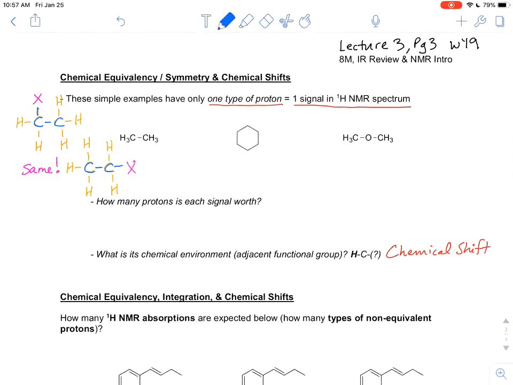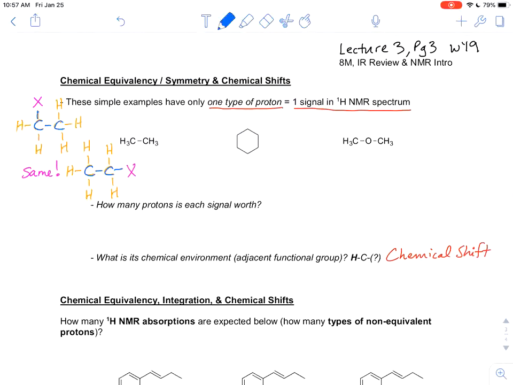If you're not sure if any two hydrogens are the same or different, you replace one hydrogen at a time with, in this case, an X, just something else. And you could do that very same thing with this example of cyclohexane. Sorry, let me back up. That means that they are all equivalent. Here, these are all equivalent protons, and that's why you had only one signal.